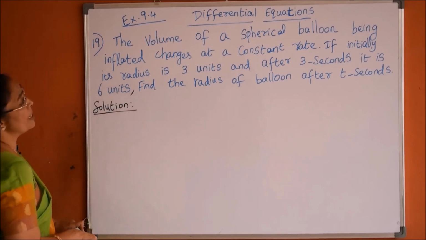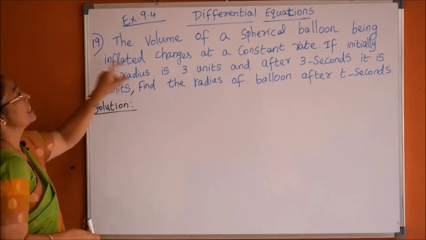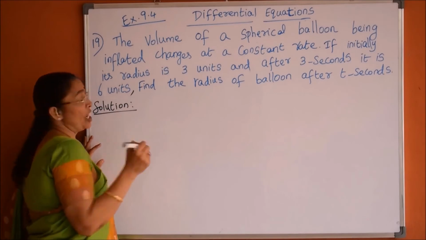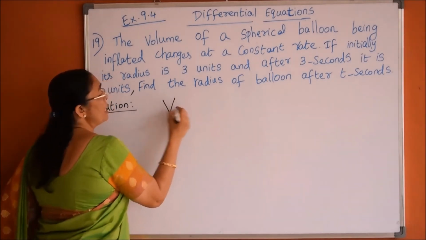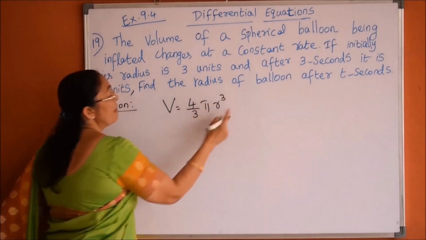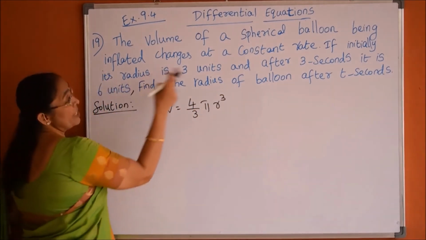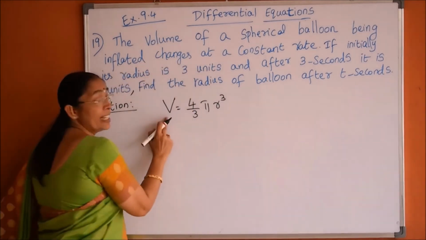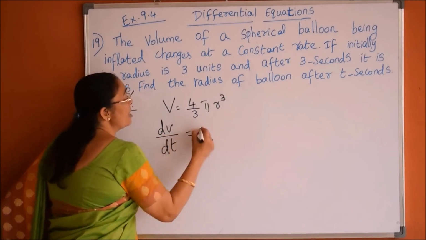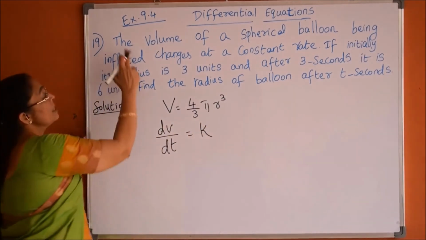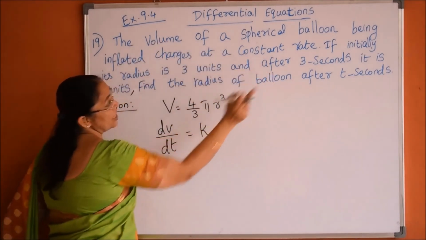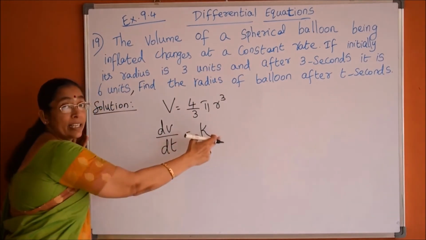The volume of a spherical balloon being inflated changes at a constant rate. So the volume of the balloon is changing. For a spherical balloon, we know the volume of the sphere is 4 by 3 pi r cube, where r is the radius. So which is changing at a constant rate? Its volume, that is dV by dt is given constant. This is the first statement. So dV by dt is given constant.